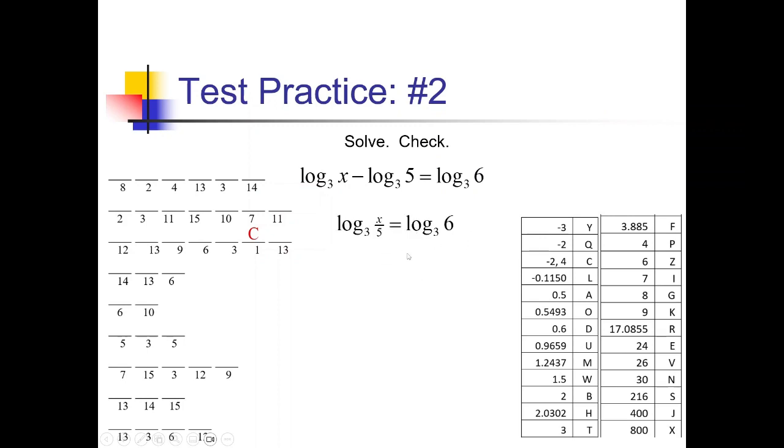And then since I have a log on each side, let me just raise 3 to both sides. That gets rid of both logs, leaving me with x over 5 equals 6. And then if I multiply both sides by 5, I've got x equals 30.